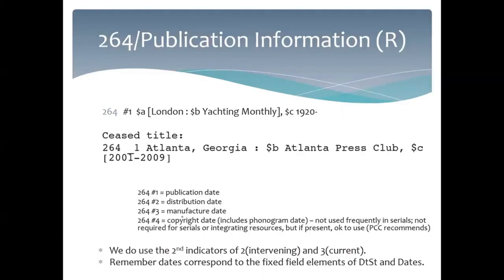Feast title, we have Atlanta, Georgia. Again, this is using just the publication information. Press club, and then we have the dates supplied in brackets because we kind of know when they are going to be, but we don't exactly know. We do use those second indicators of 2 and 3, but you don't always see them used as much as they should. And sometimes people just don't know. If I have the whole range here, if I have 2001 to 2009, or I know that that's kind of the range of things, then I don't really have an intervening or current because it's kind of done. So it's just fine to just use one for that.